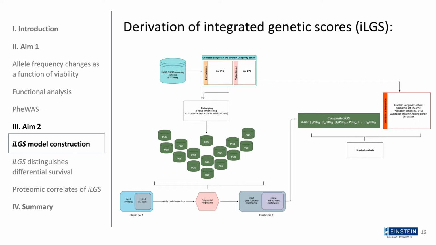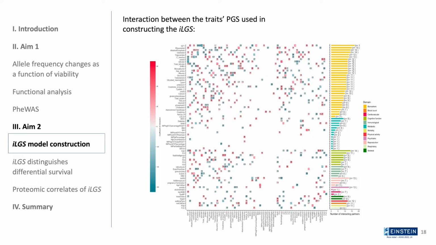The final stacked elastic net regression framework shrank coefficients of 10 traits to 0, and the final score was constructed using the coefficients of the remaining 72 traits and 297 interaction terms. The heat map plot is showing the interaction between the traits' polygenic scores used in constructing the iLGS. Interacting pairs with positive coefficients are shown in red, and pairs with negative coefficients in blue. The numbers inside the heat map boxes correspond to the size of interacting pairs' coefficients in the final model.